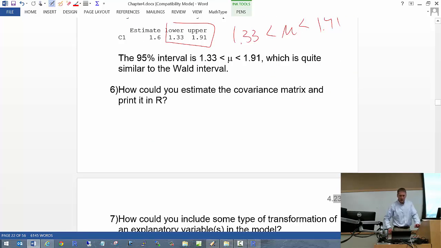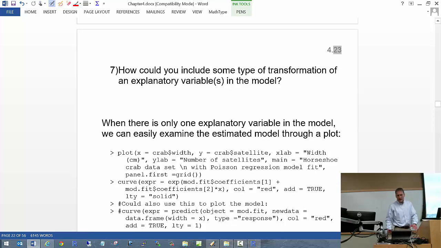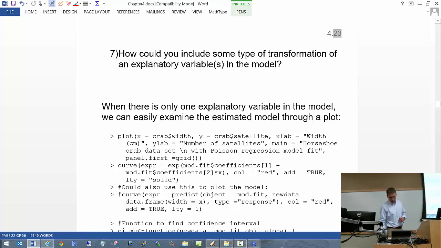So question number 6 we've actually already answered. Use the vcov function. And let's say you want to include some type of transformation of an explanatory variable in the model. Let's say I want an x squared. What would I do? Use the I function with it. If I want interactions, I could use a colon to get an interaction between 2 explanatory variables. Okay, good.